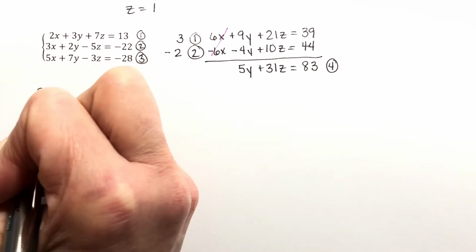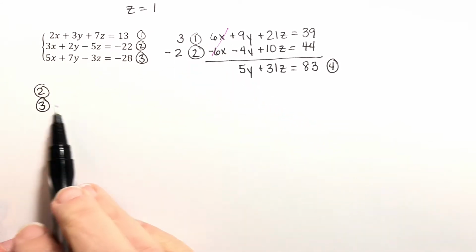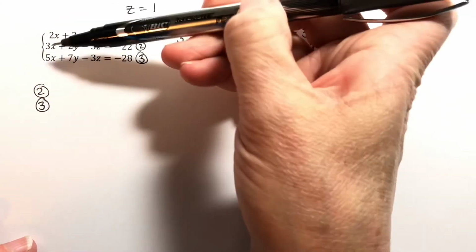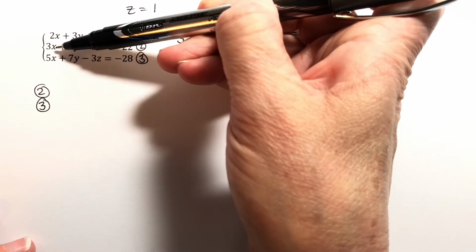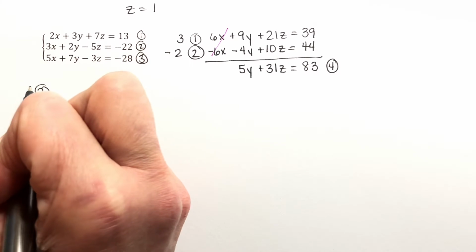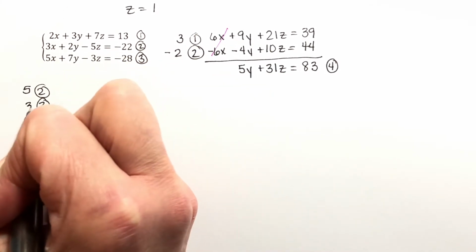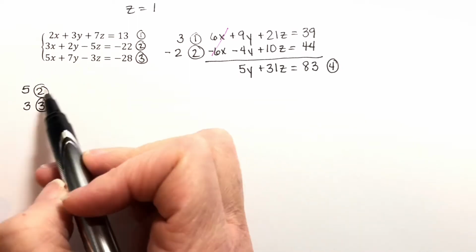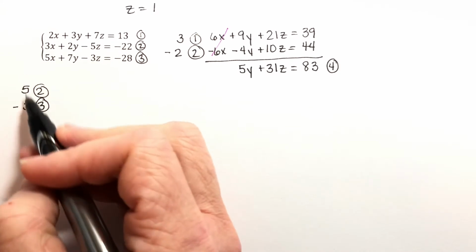Now I go and I pair up 2 and 3. I got rid of x here, so I need to get rid of x again. 3 and 5, I can easily turn those into 15s. If I multiply equation 2 by a 5, I'll have a 15x. Multiply this by a 3. And again, I'll have both positives here, so I'm going to choose one of them to be negative. And again, it does not matter which one.